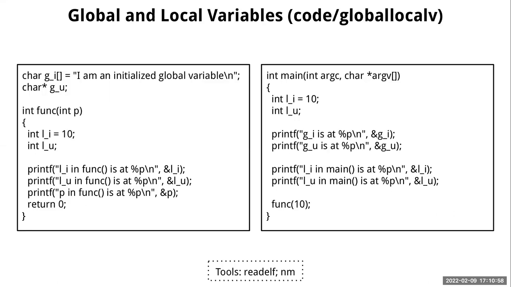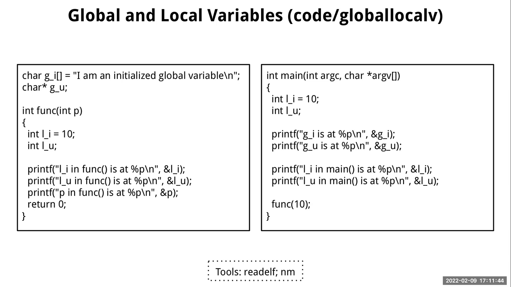So I give you a very simple C program here. Obviously, we can compile this into an ELF file, which we discussed Monday. As you can see, in this program we have two functions and two global variables. There is a main function and a func function. The main function takes two arguments. The func function takes one. There are two global variables. One is called g_i, and that one is initialized as a string. The second one is just a pointer.